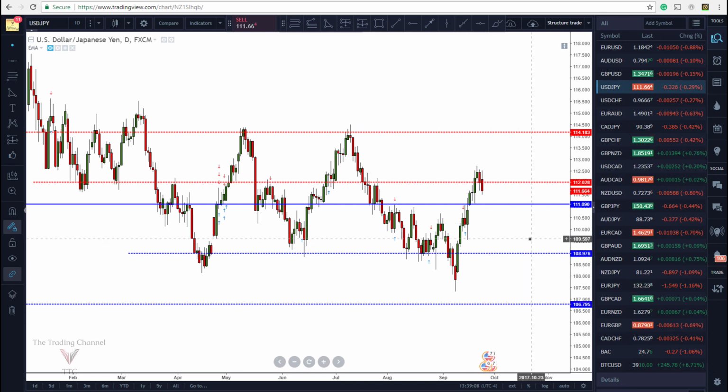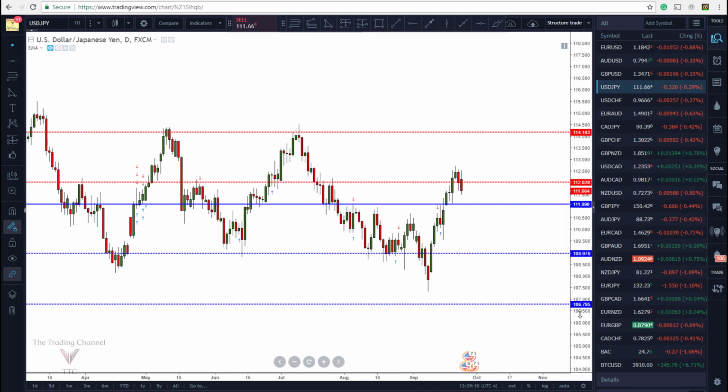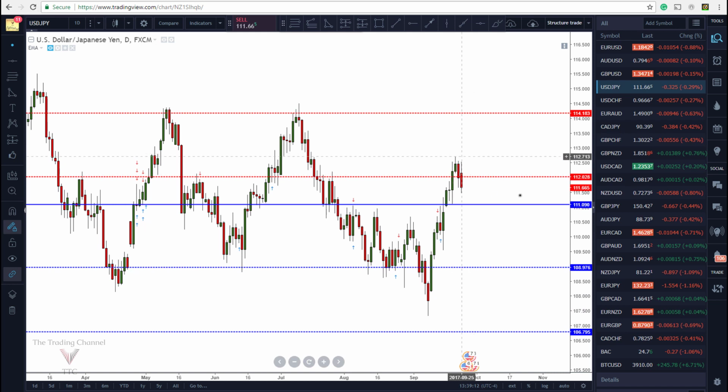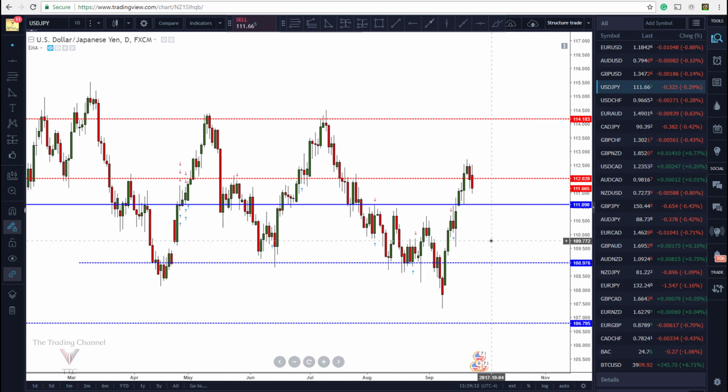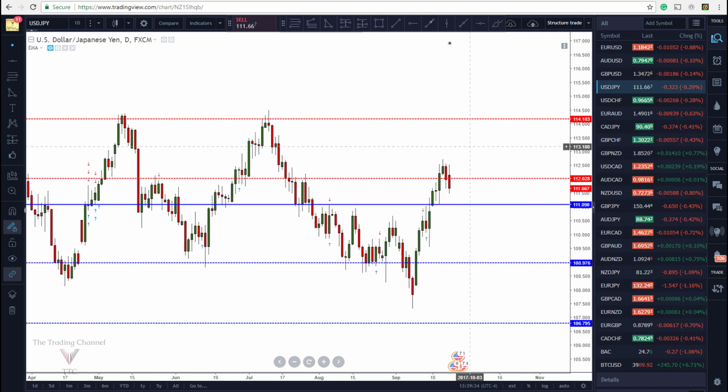All right, so what's going on here on the dollar yen? We're on the daily chart. Right now we're looking at this level of resistance at 112.028. The market pushed above that level, closed above that level, and now has actually pulled back below it. So does that give us a short or a long bias? Well, in order to determine that, we have to look at what this market did most previously.